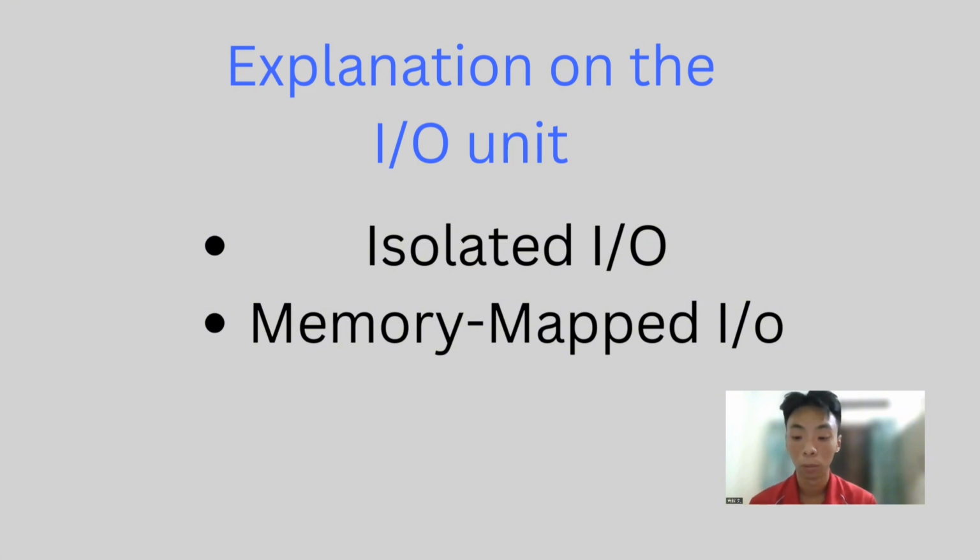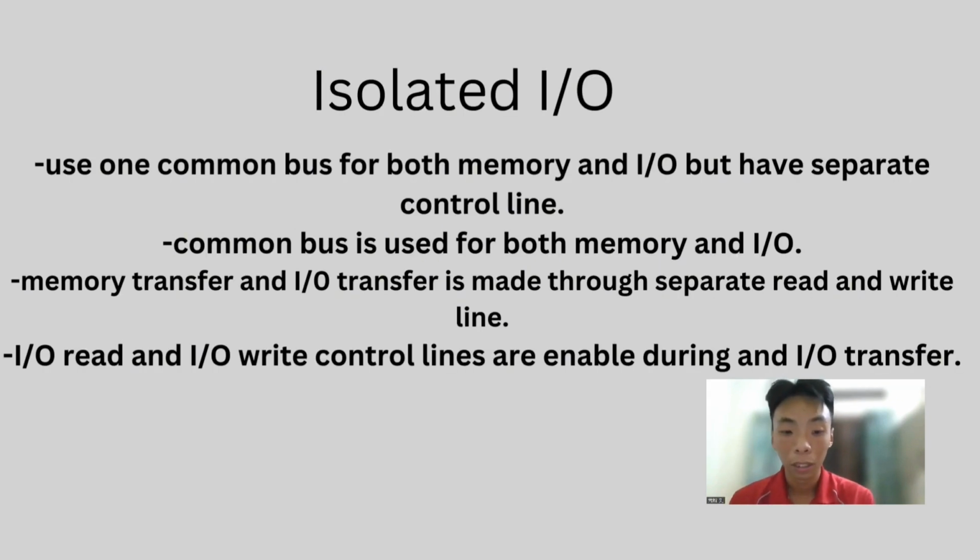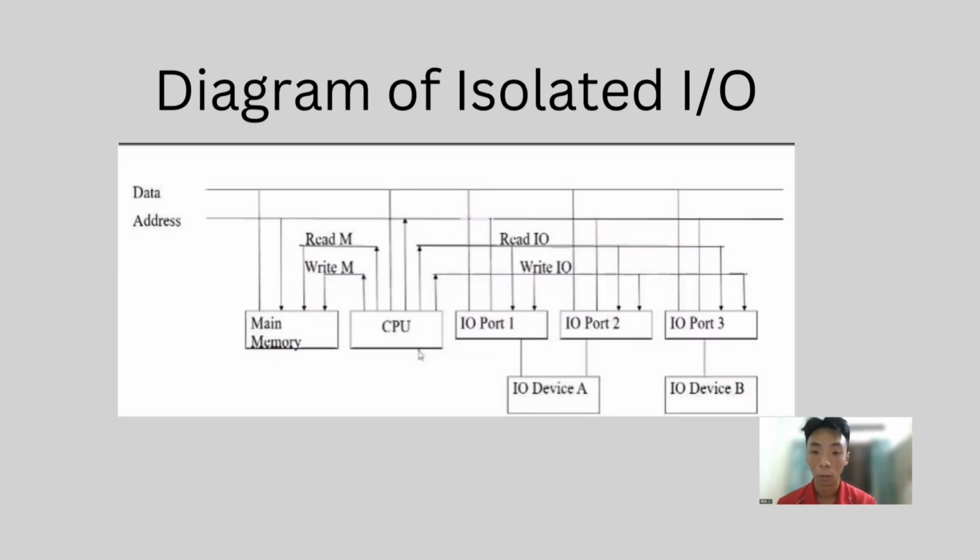First, there are two ways that computer bus can be used to communicate with memory as well as I/O. They have isolated I/O and memory mapped I/O. First, isolated I/O only uses one common bus for both memory and I/O but has separate control line. Second, common bus is used for both memory and I/O. Memory transfer and I/O transfer is made through separate read and write line. I/O read and I/O write control line are enabled during an I/O transfer of isolated I/O.